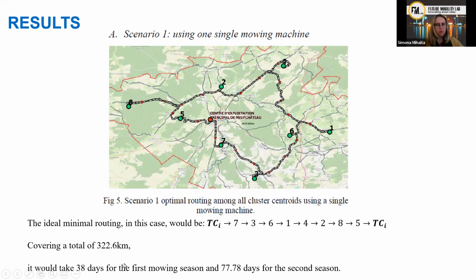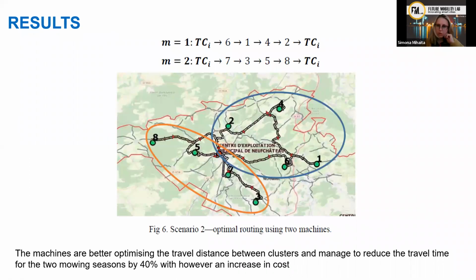The covering, I think it was 322.6 kilometers. It would take 38 days for the first mowing season, and eventually 77 days for the second season. So that is quite a long time for them to do that. So definitely using one machine for this center is really not an ideal solution.